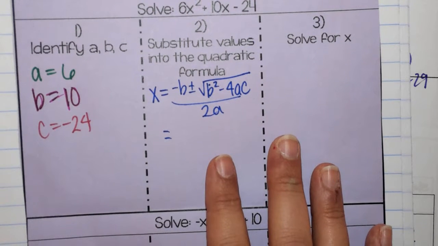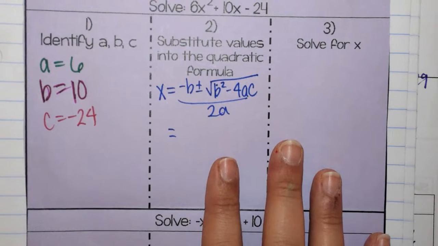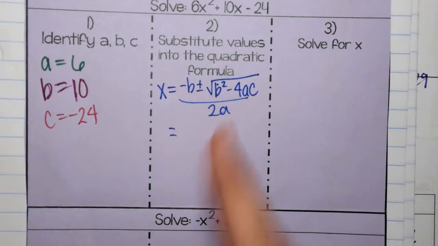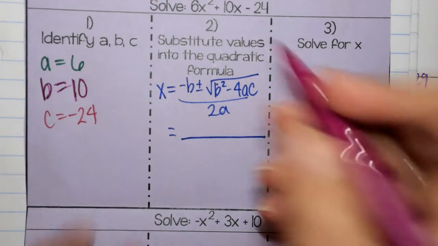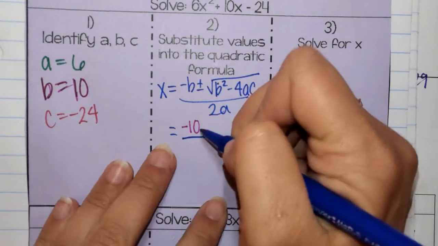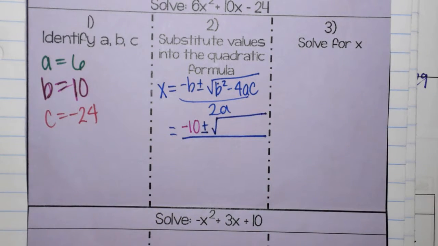Is everybody ready? Now, the reason we have 2 answers is because it's a quadratic. Remember, it's going to cross the x-axis either 2 times, 1 time, or no times. And we'll be able to figure that out from here. So first we start with the opposite of B. What's our B? What's the opposite of B? Okay, so let's write negative 10, plus or minus square root. Is everybody with me?